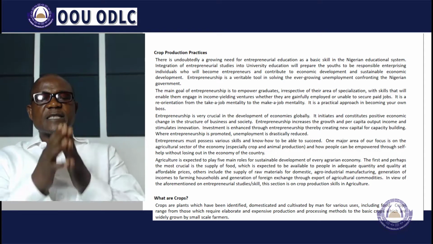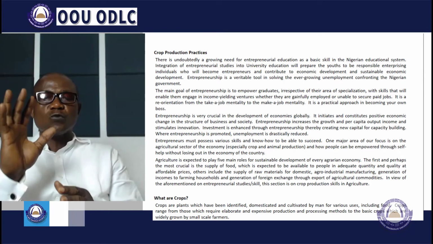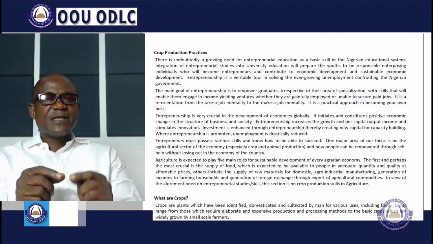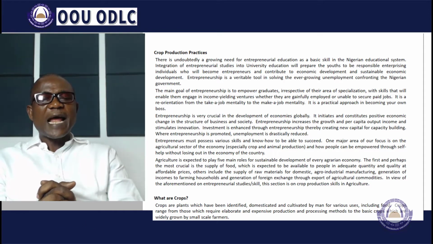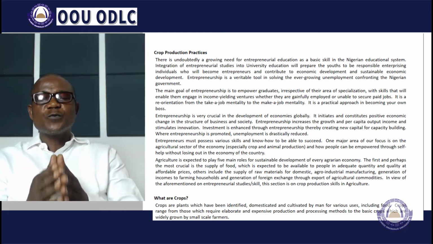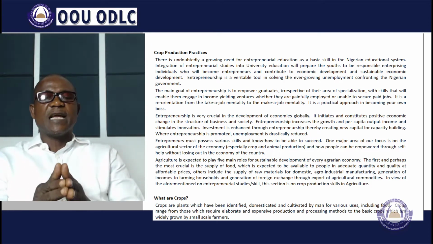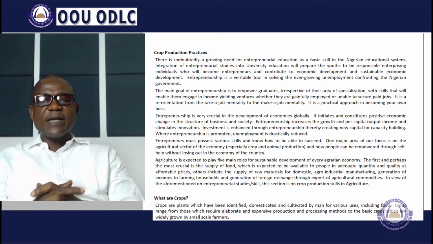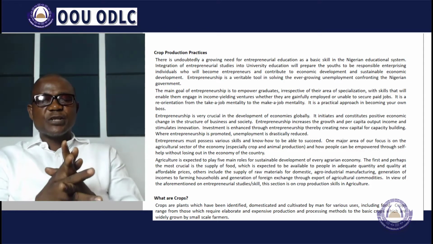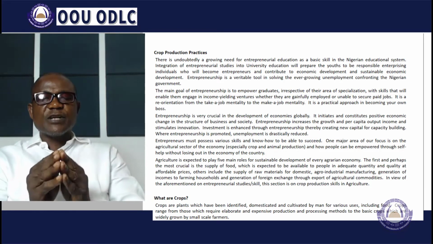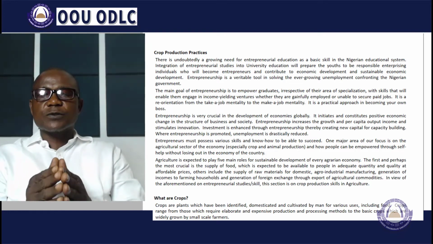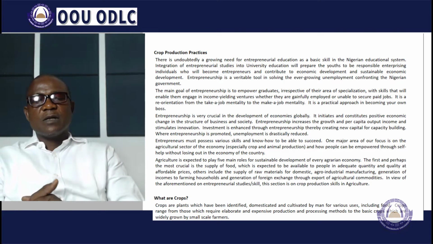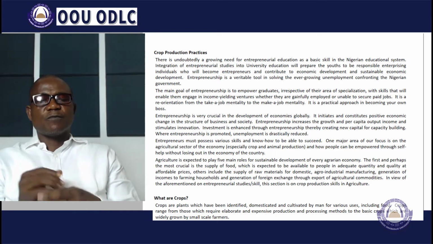Agriculture is expected to play 5 main roles for sustainable development of every agrarian economy. The first and perhaps the most crucial of these roles is the supply of food, which is expected to be available to people in adequate quantity and quality at affordable prices. Other roles include supply of raw materials for domestic agro-industrial manufacturing, generation of incomes for farming households, and generation of foreign exchange through export of agricultural commodities. In view of the aforementioned on entrepreneurship skills, this section will focus on crop production skills in agriculture.